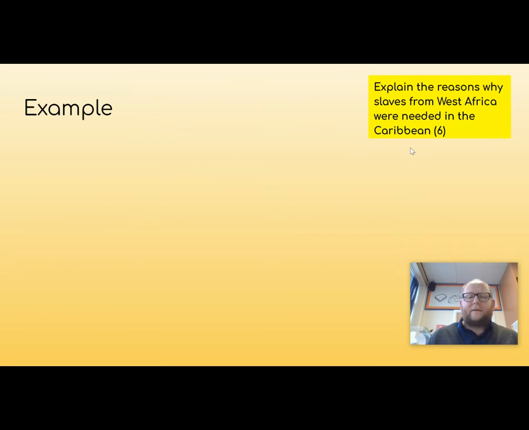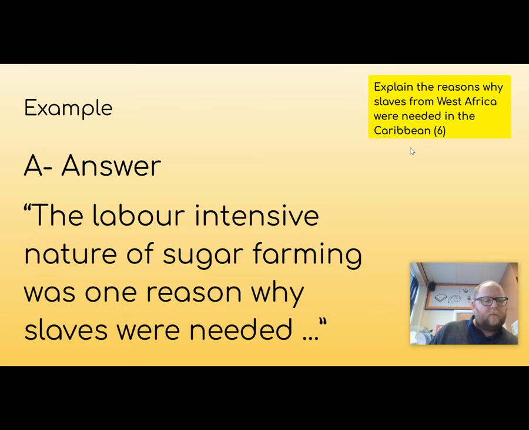So let's look at the question here. Explain the reasons why slaves from West Africa were needed in the Caribbean. Okay. Answer. Well, the labor-intensive nature of sugar farming was one reason why slaves were needed. There we go. I've got a reason, and I've used the wording in the question. Slaves needed, labor-intensive nature of sugar farming.